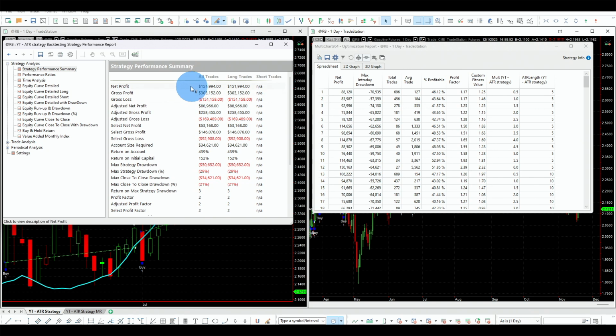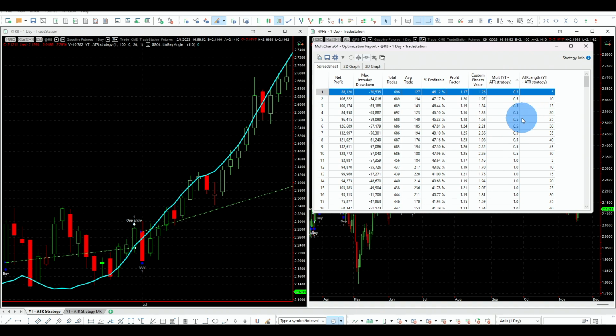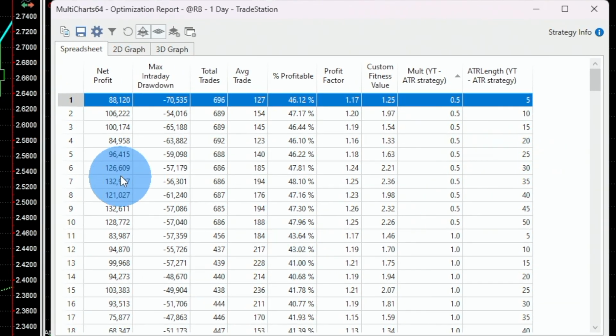So we are looking to beat $151,000 in profits and $50,000 in drawdown. So sorting by net profit, we can see that we don't make a better version of the top optimized version. Remember, this is the top optimization, and here the top is barely close to it. But if I sort by the ATR, I can see that I have a stable region here.